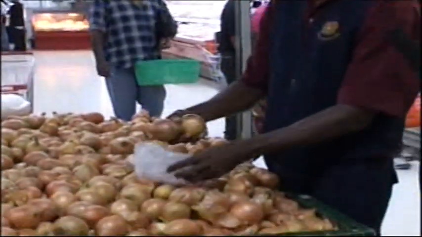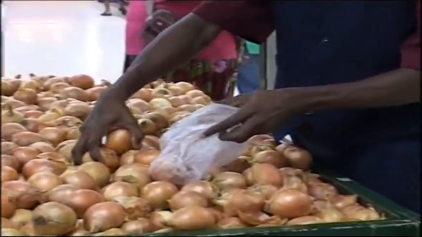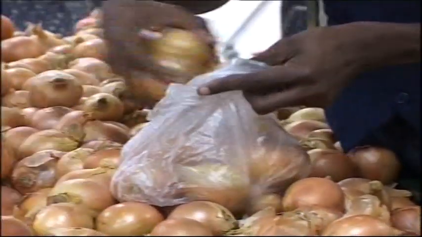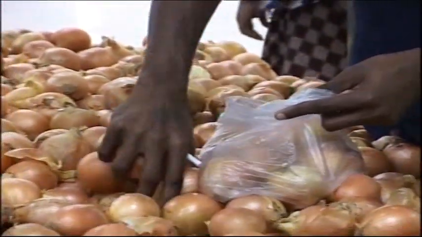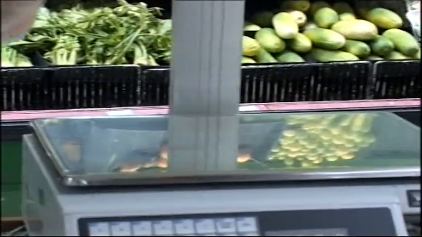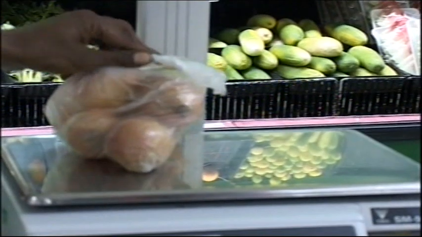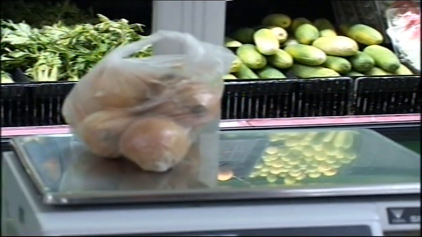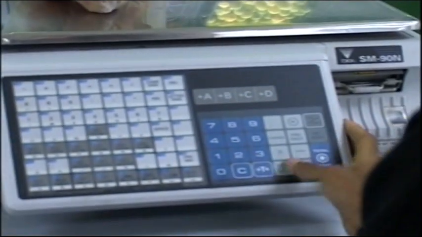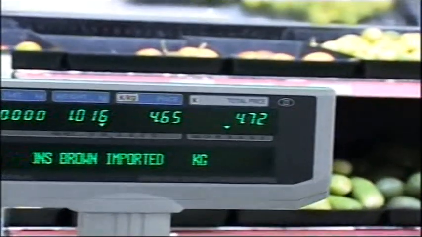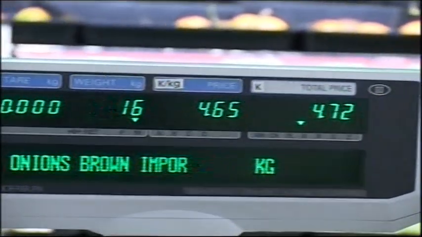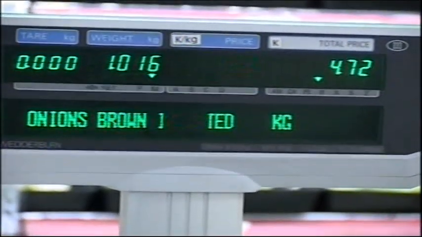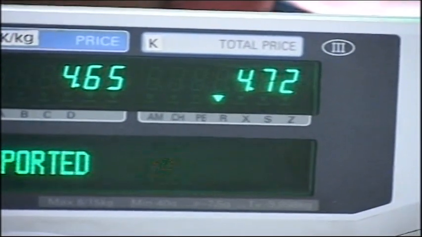Now, how much will it cost me to buy 10 onions? Students, this is a weighing machine which will now give us the cost of the 10 onions. Let's see the cost of the 10 onions from this weighing machine here. Now the cost of the 10 onions is 4 kina 72 toea.